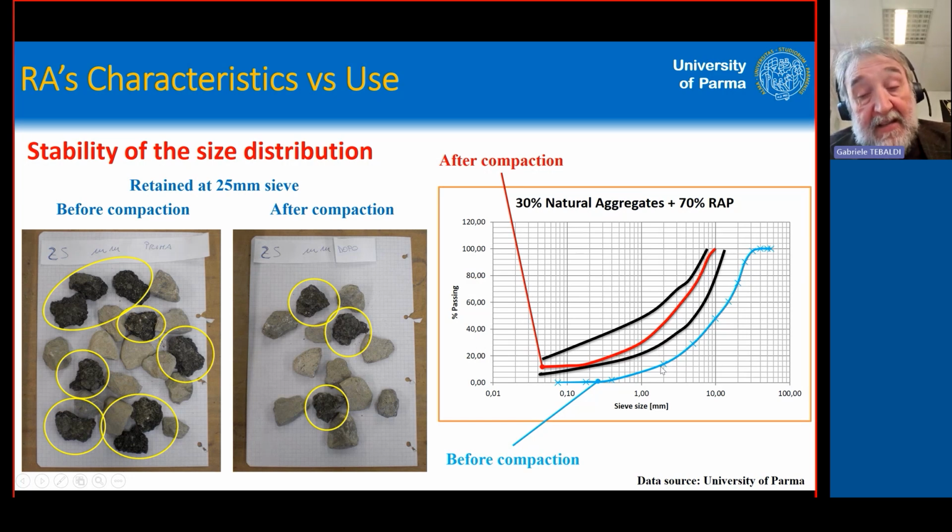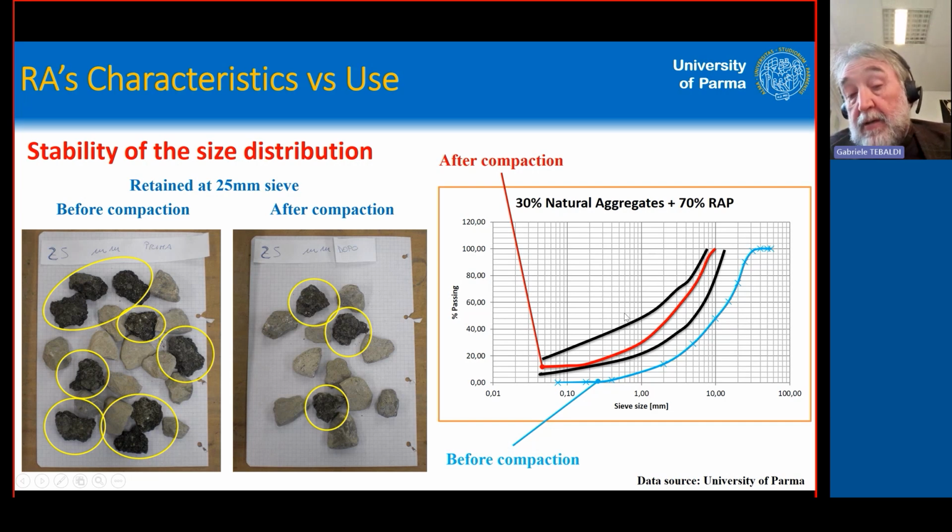In this case, it was studied to have this on purpose. So we had an original size distribution that was out of the minimum and the maximum size distribution, but after the compaction, we were able to have a little bit more fines and less coarse elements, and we were able to bring the size distribution inside of the standard requirement. But this was something in a good way.